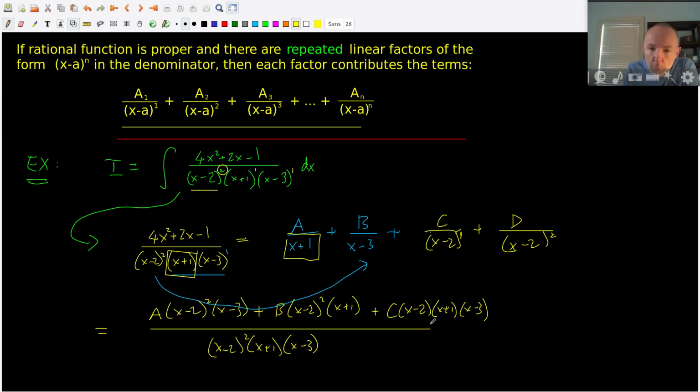Don't mind me while I create more room. I just move that across. Because we've got a last term, the last term is the d, it's already got x minus 2 in the denominator twice, so it's just missing the other two terms. It's missing the x plus 1 and x minus 3.